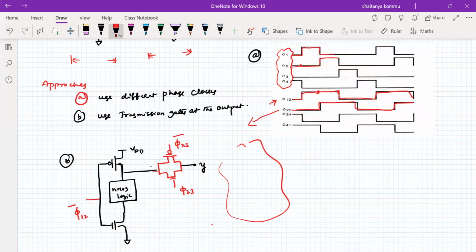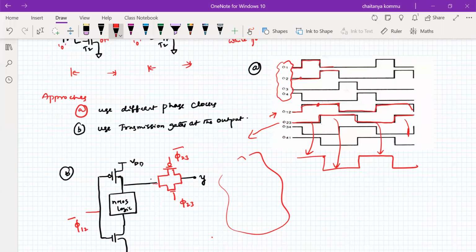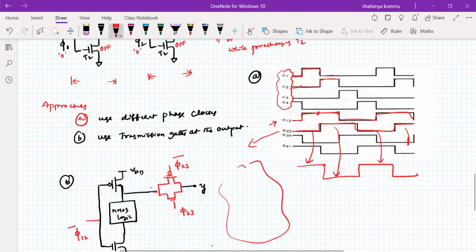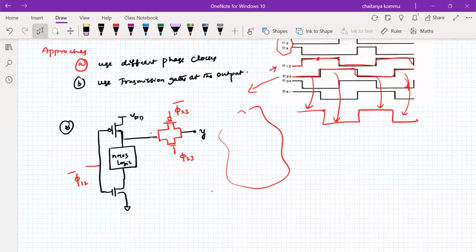So what is the complementation of this one? Simply, low means high, and high means low. That's what I'm writing here: this low means high, this high means low, this low means high, this high means low. That is the scenario we have to consider for this. So this is one approach by which it is possible to cascade.